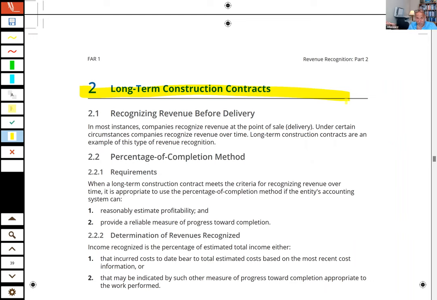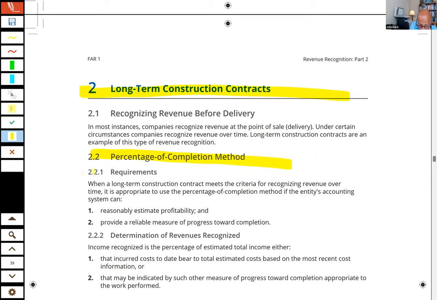Now you know it's really old. It's been around for a long, long time. So the examiners might ask you 2-3 multiple choice questions on this, but it has been around so long that it's kind of old hat now. They're not nearly as enthusiastic about asking about it as they were a long time ago, okay? But let's go ahead and take a look at the percentage of completion method, okay?